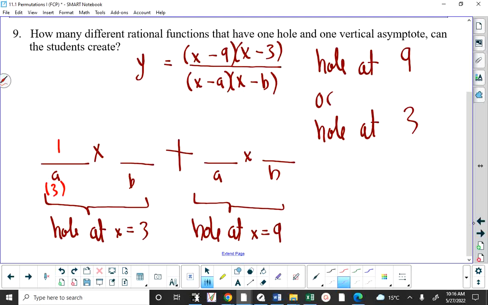I can't choose a 3, can I? Because if I choose a 3 for b, that means I don't get an asymptote. I need an asymptote. I need a different factor that doesn't cancel with something on the top. So I can't use a 3. What other number could I not use for b?